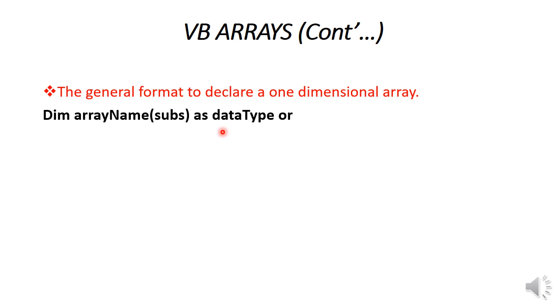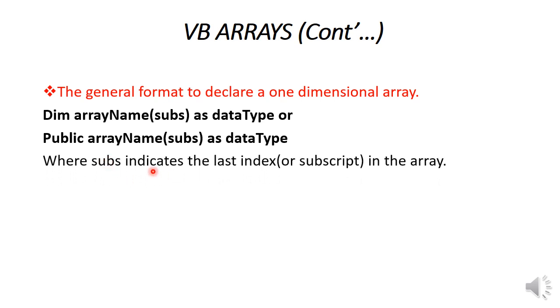So you have first of all to know what the types of data that this array is going to store. You have to keep in mind that subs here does not mean the total number of elements which this array will store. This always shows the index of the last memory location of this array. So subs indicates the last index or subscript in the array.